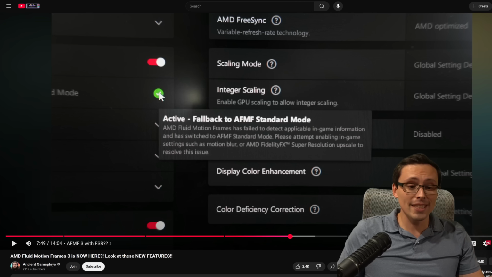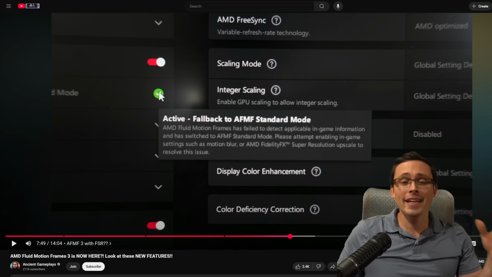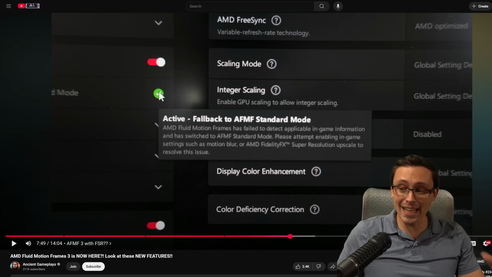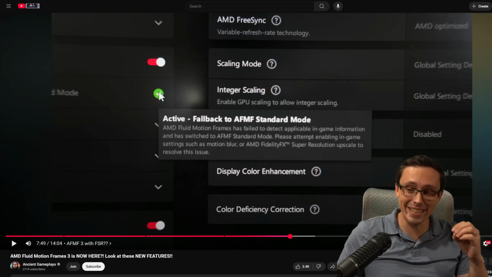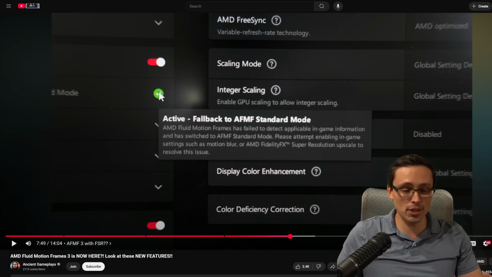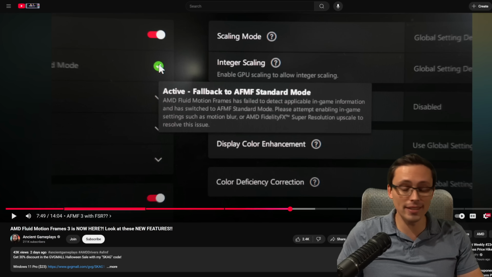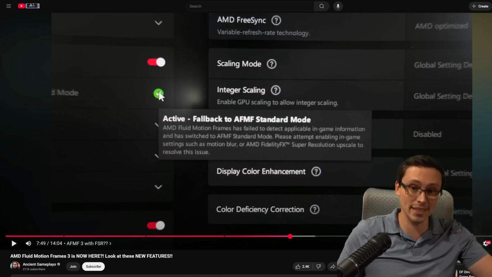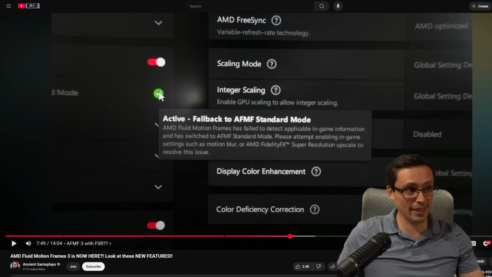We've got a lot to talk about today, but I want to mention this. This appears to be a big hint at what AFMF3 actually is, and it's not what I expected. It's a way for it to actually get game data, even though it's driver level frame generation, which is super interesting. I spotted this over on Ancient Gameplays, and I will link that full video in the description, and it'll go into way more detail on all of this, but I want to bring this to your attention if you're not already following that channel.